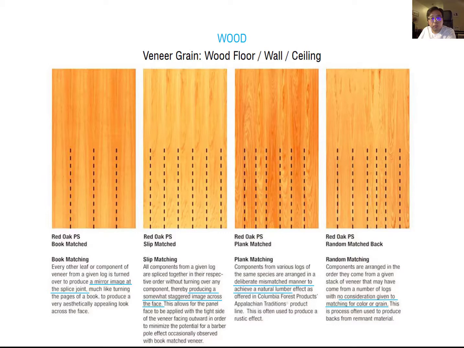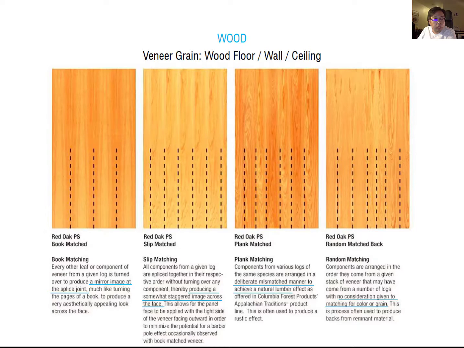Let's review 4 different types. You can make 4 different pattern textures from the veneer timber to make a unique pattern. The first one, book matching, second, slip matching, third, plank matching, and fourth, random matching. In the book matching type, each piece has a mirrored image. You see this pattern and this pattern are simply mirrored together.